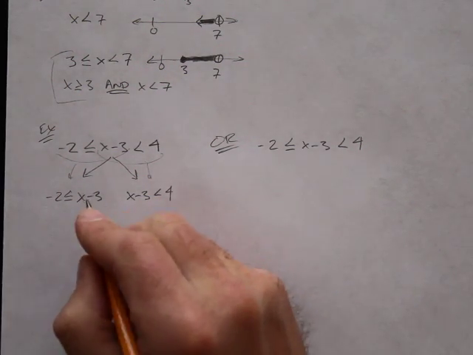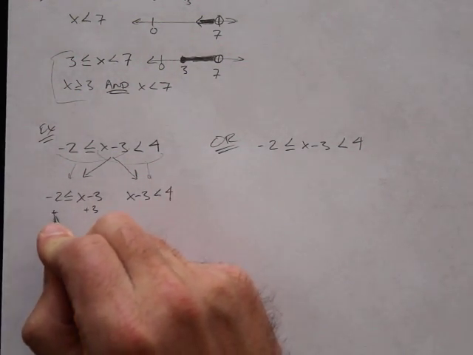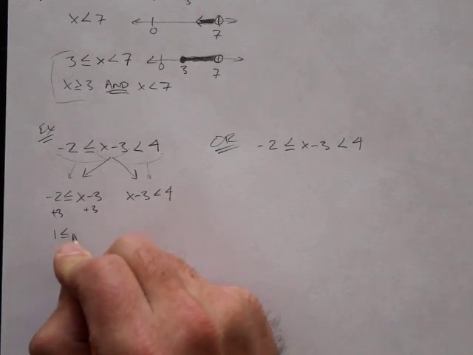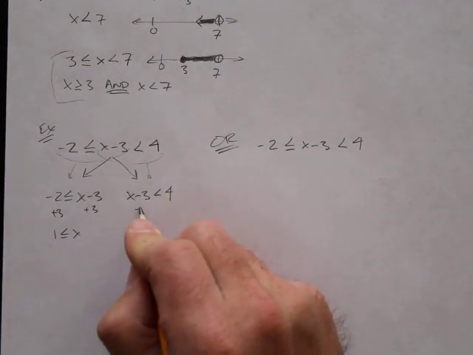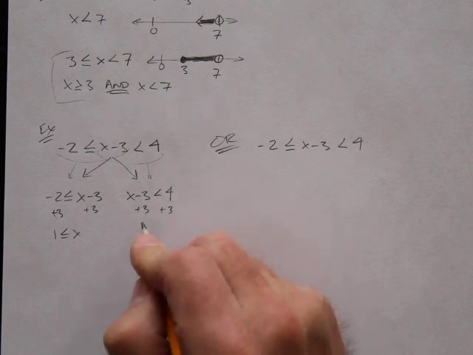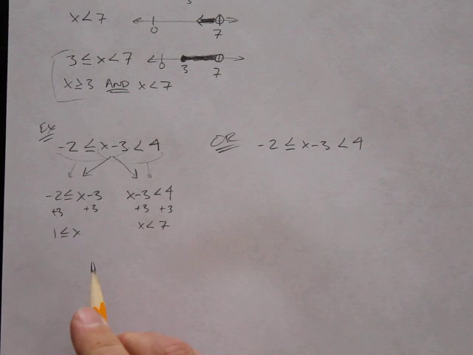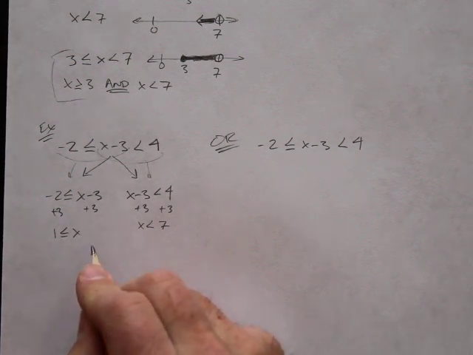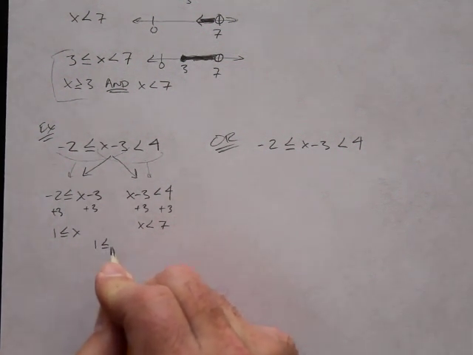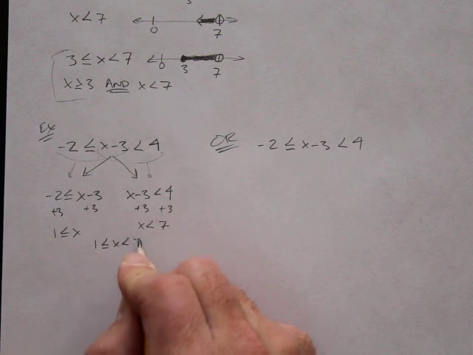Now I'm going to solve this. I'm going to add 3 to both sides. I get 1 is less than or equal to x. I'm going to add 3 to both sides of this one. X is less than 7. So I might rewrite this as 1 is less than or equal to x is less than 7.